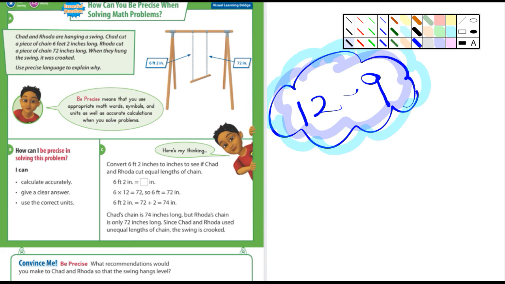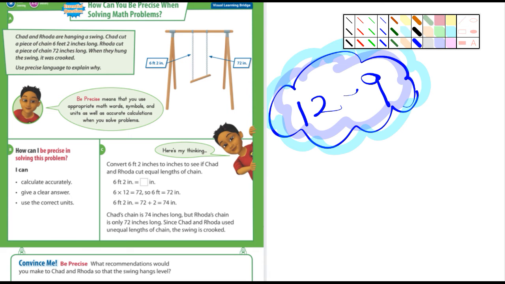So, the very first example here, we got Chad and Rhonda, they're hanging a swing, and they each cut a chain. And one of them cut a chain that was 6 feet 2 inches long, and the other one 72 inches long. And when they hung it, it was crooked, as you can see here. It looks kind of crooked.